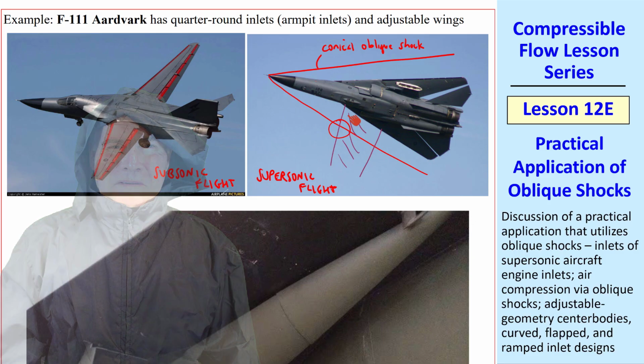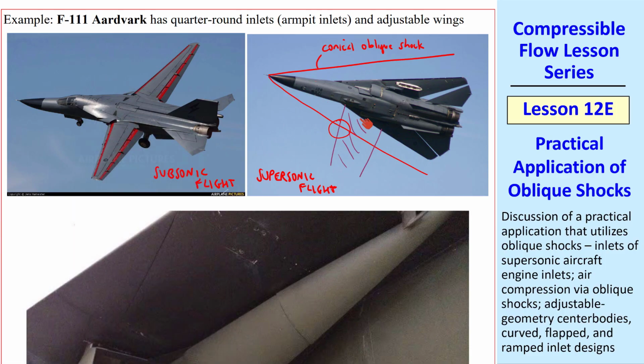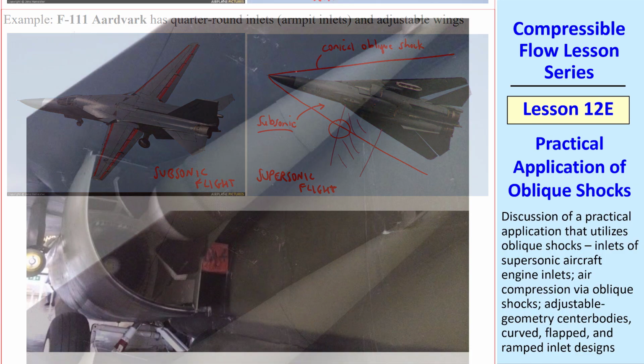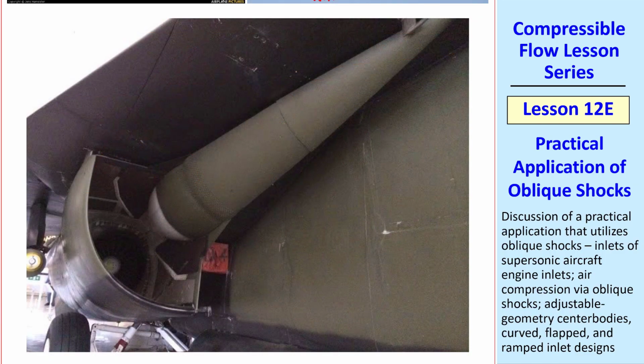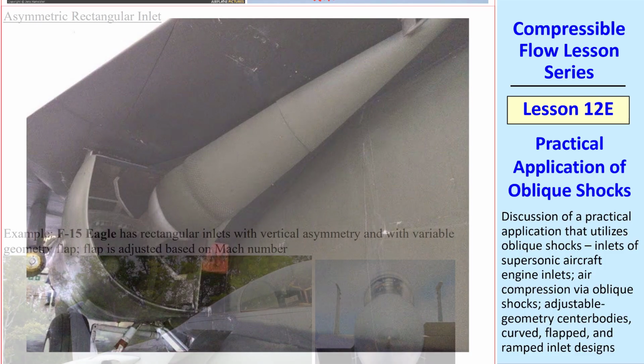At high speeds, the flow downstream of the oblique shock is actually subsonic, and the drag on these wings is substantially reduced when the flow is subsonic rather than supersonic. Here's a close-up of this so-called armpit inlet with the quarter cone here, and you can see a little bit inside this engine inlet here.